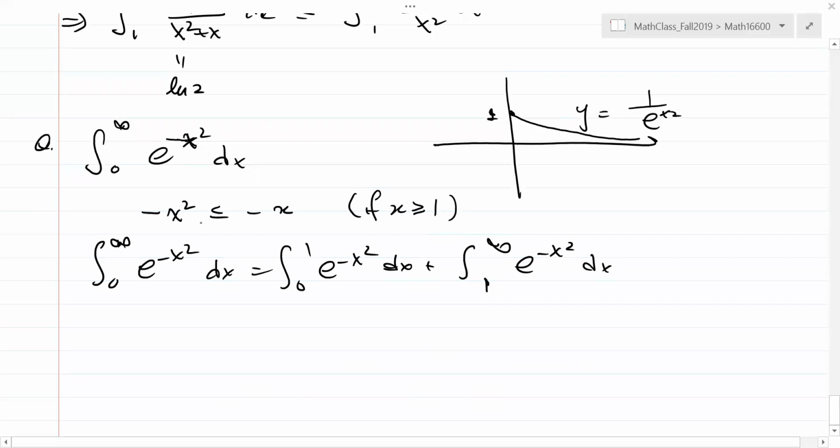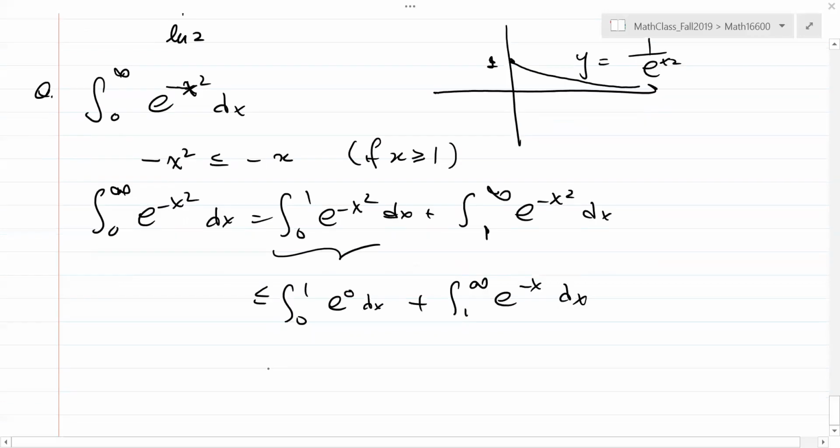Since this part, can we do a rough estimate? I think this part is going to be less than or equal to e to the 0, because the negative x squared is similar, right? And this part is less than that. So the first one is going to be 1. The second one, you find the antiderivative, integral from 1 to t.